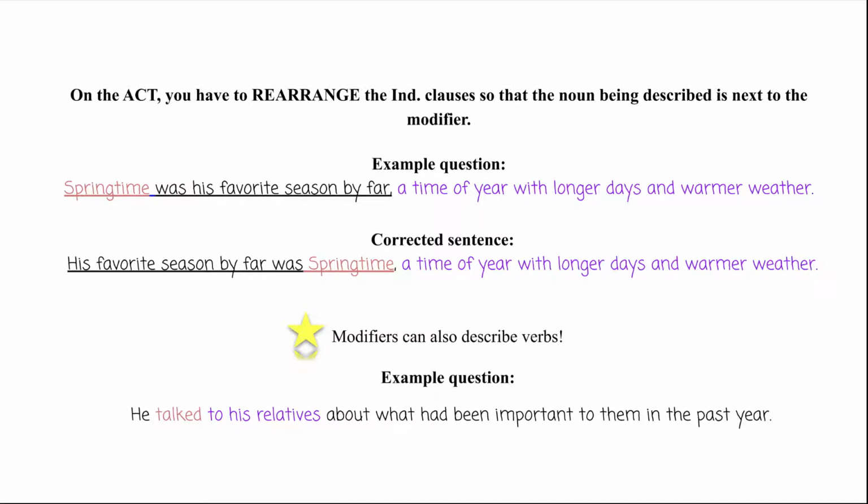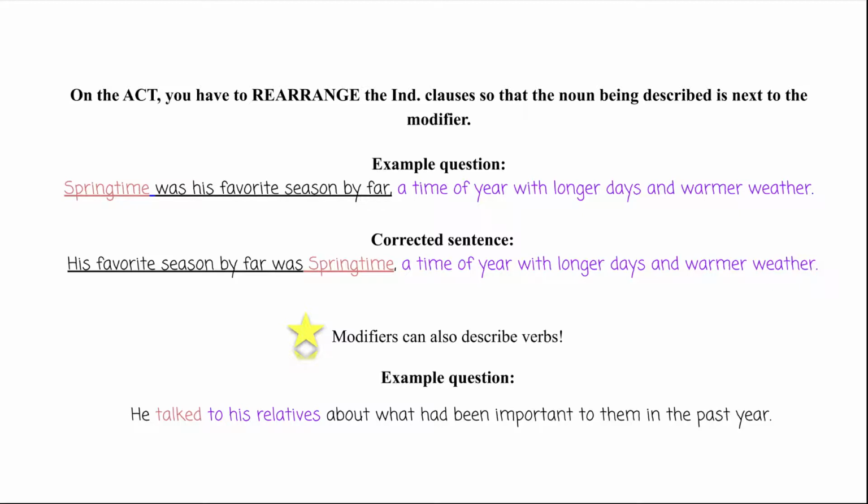So our modifier is a time of year with longer days and warmer weather, but we don't have the option to move that to the front of the sentence to be next to springtime. We have the independent clause underlined, so what we're going to do is rearrange our independent clause so that springtime is at the end next to its modifier, and the sentence reads, his favorite season by far was springtime, a time of year with longer days and warmer weather, because we know springtime is that time of year with longer days and warmer weather.